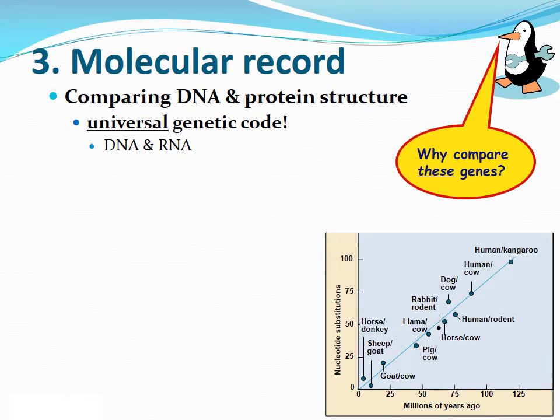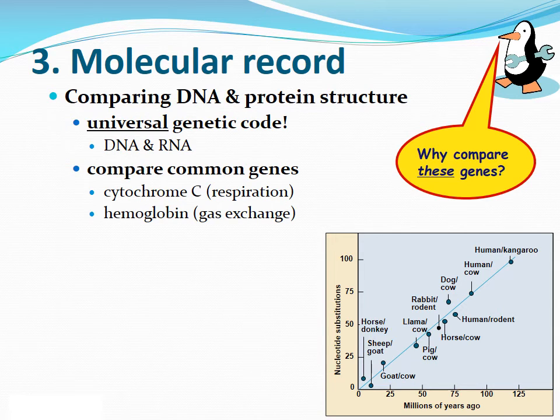The last two sources of evidence for evolution are much shorter than the previous two. So you have the molecular record, which is comparing DNA and protein structure. This is how we actually do it the most now, and this is how we really show evolutionary relationships, looking at your individual genes. And remember, this works because we all have the same universal genetic code. We all have DNA and RNA, and we are all very similar in what we need to get done in our cells. Usually you compare common genes, such as cytochrome C.